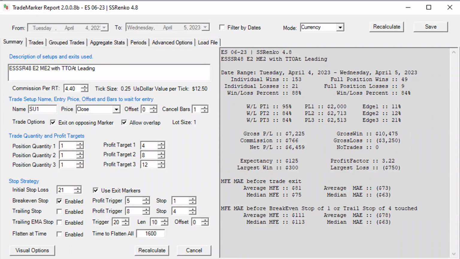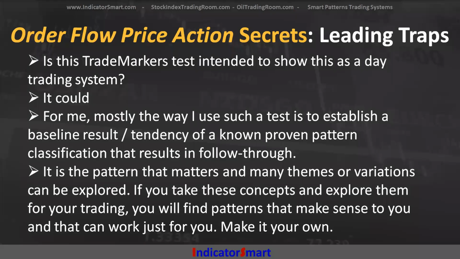Could it be used in conjunction with other things to increase percentage and everything else? Yeah, you bet it could. Now, as I've alluded to in this video so far and in other videos, this is a pattern. It's the pattern that matters.